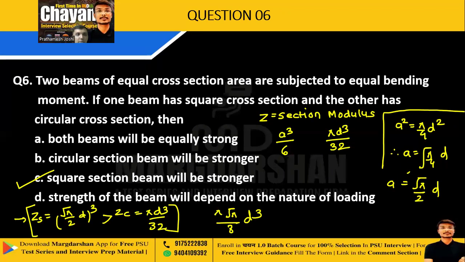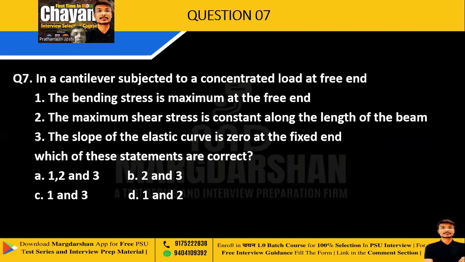Right? Next, let's move forward. In a cantilever subjected to a concentrated load at the free end, say W. The bending stress is maximum at the free end. No, because the bending moment's critical section is always at the fixed end, not at the free end. Okay, so this is incorrect.